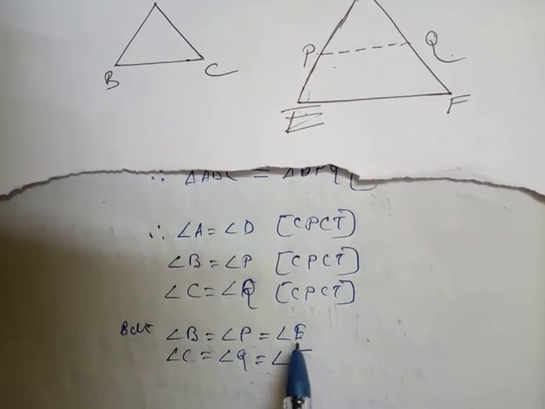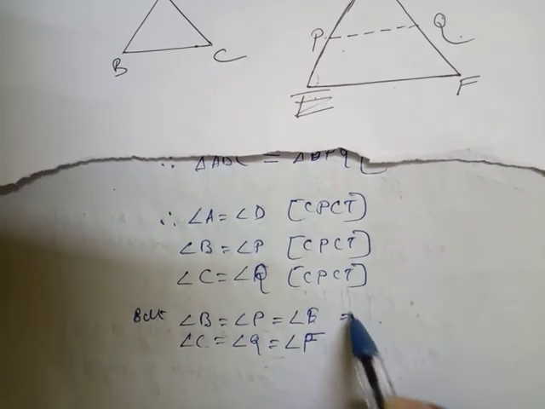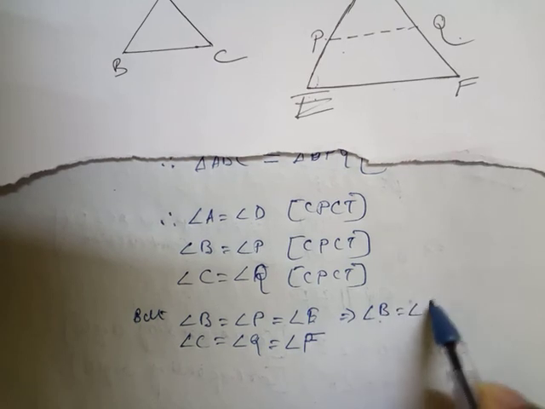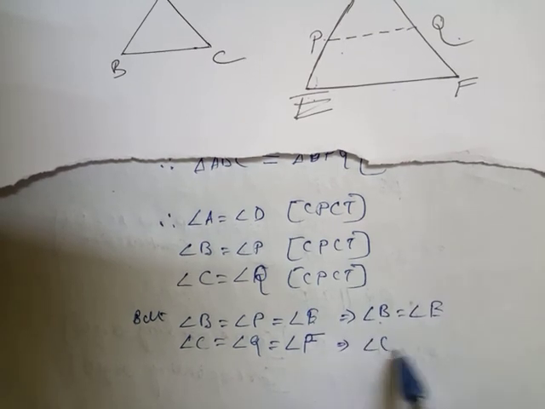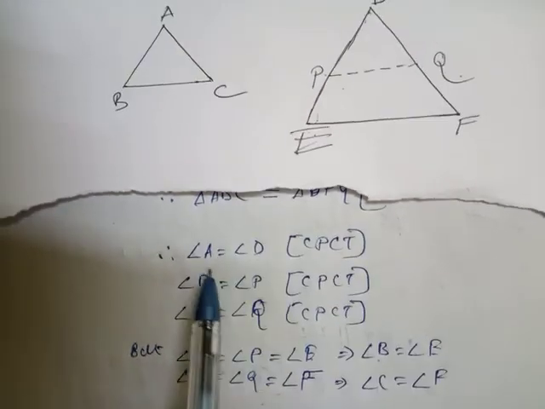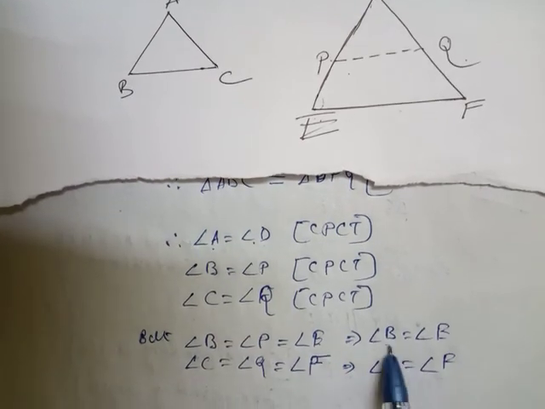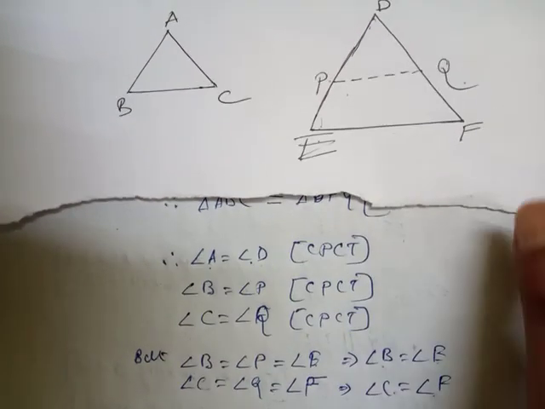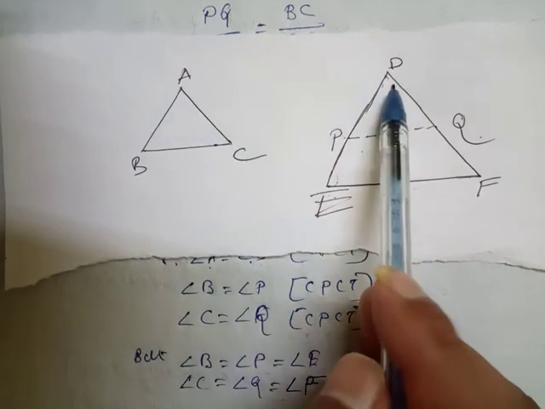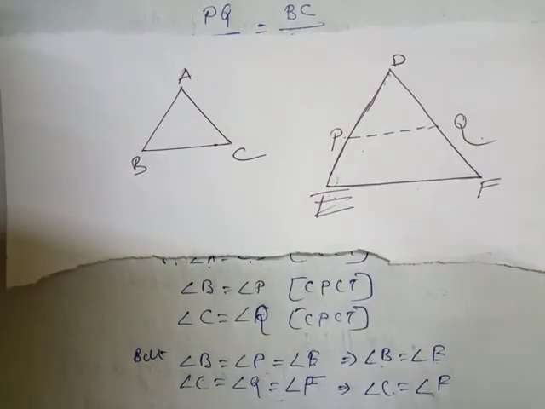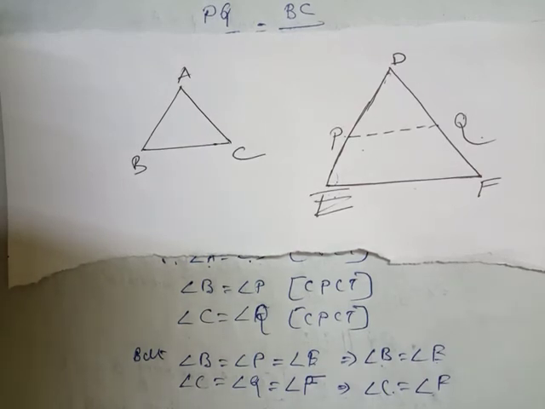So B equal to E, so it implies angle B equal to angle E, and here it implies angle C equal to angle F. So now look, A equal to D, B equal to E, C equal to F, which means all are equiangular. If it is equiangular, it means all angles are equal, hence we can say that it is similar.